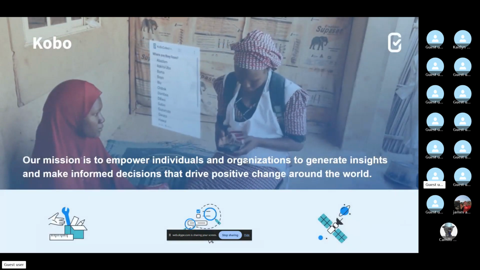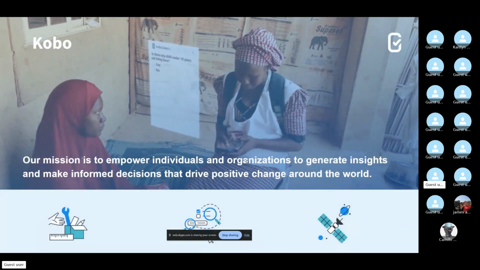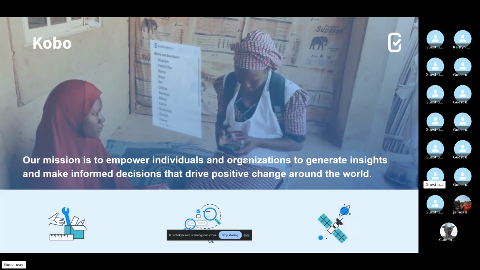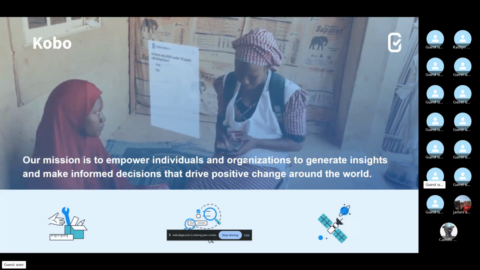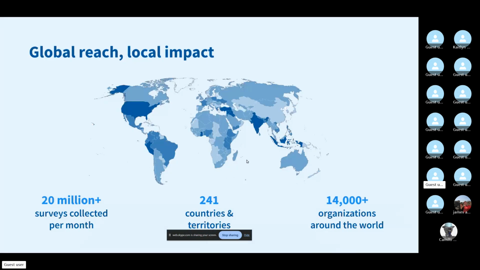But at Kobo, basically our mission is to empower individuals and organizations to generate insights and to make informed decisions that drive positive change around the world. So we do that by providing software tools for collecting and analyzing data, and our software tools are easy to use. They were also developed from the ground up to fit the needs of people who want to collect data in areas that might have problems with, for example, internet connection and things like that.